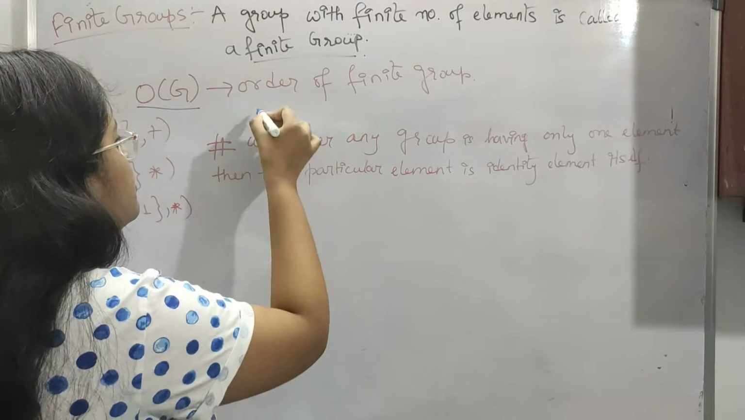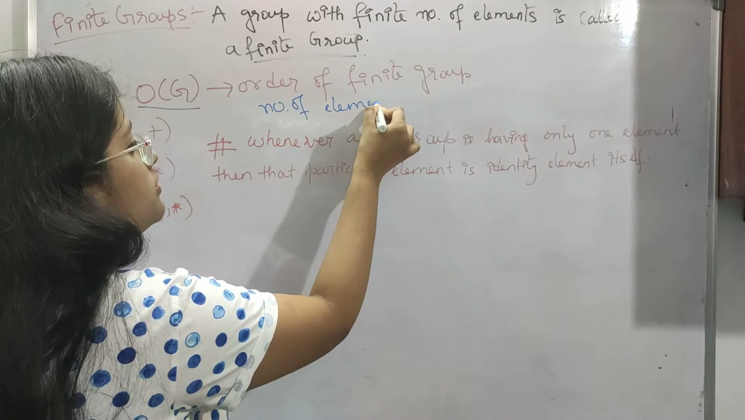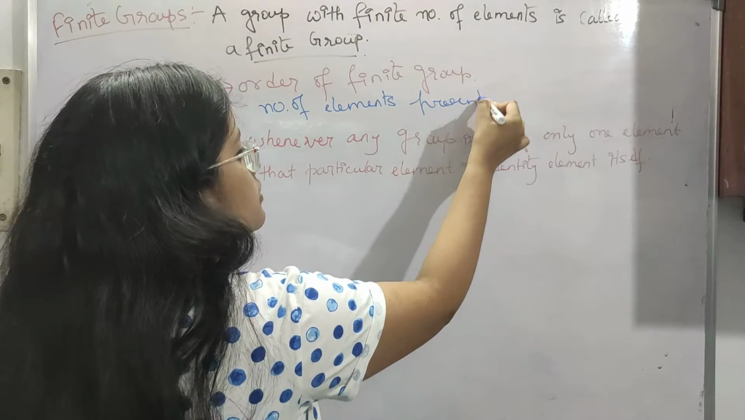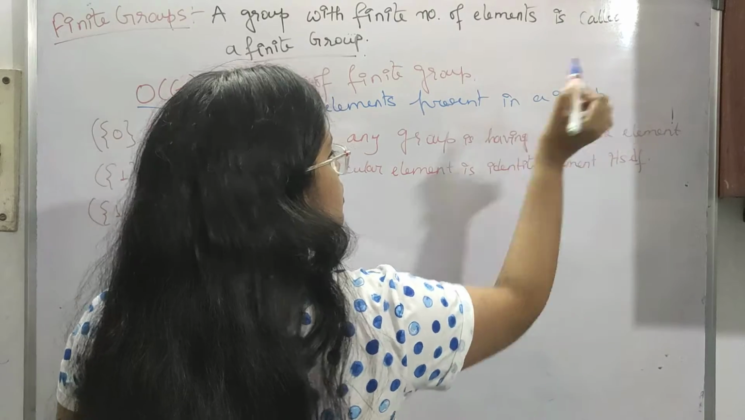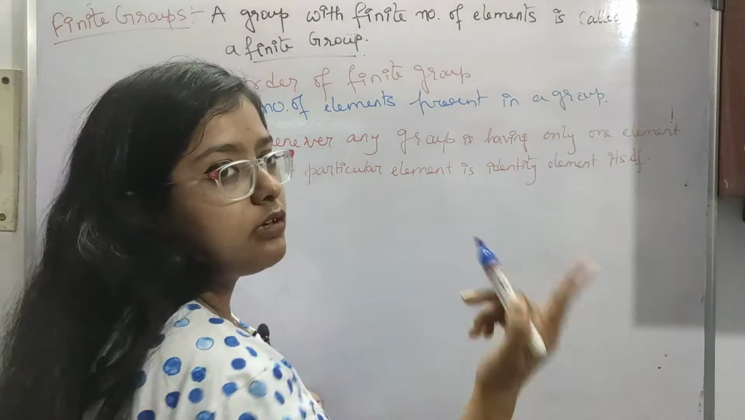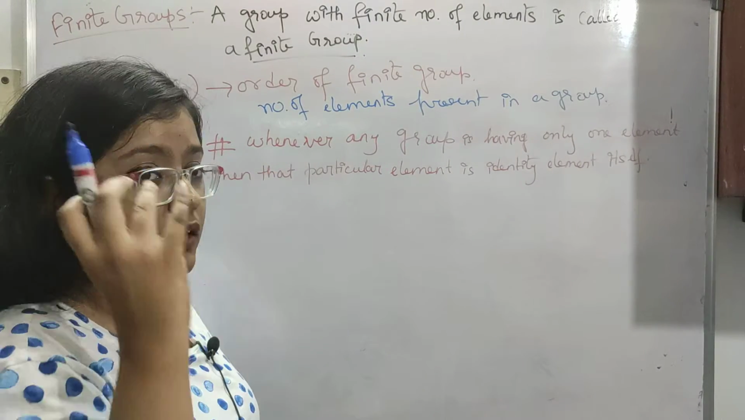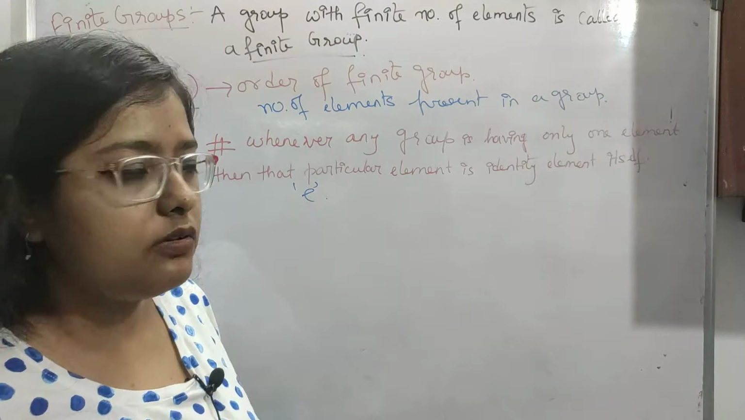So let me write it down. Number of elements present in a group. Okay, so that is called the order of that particular group. Whenever any group has only one element, then that element becomes the identity element of itself. We have already seen E, the identity element.